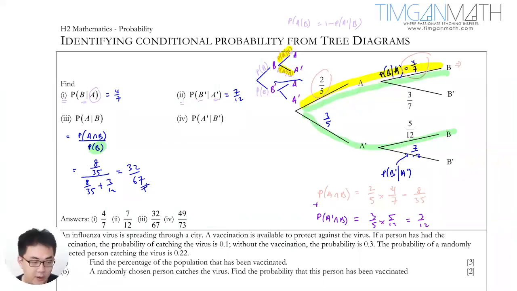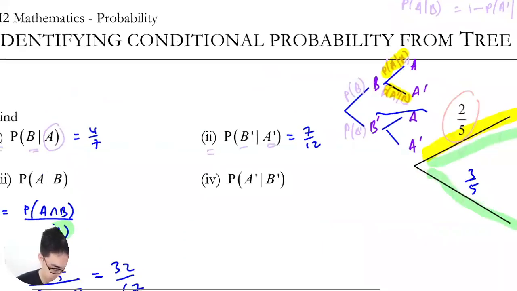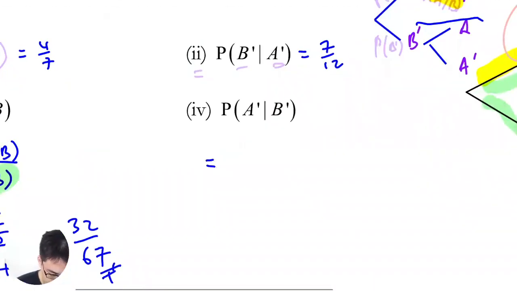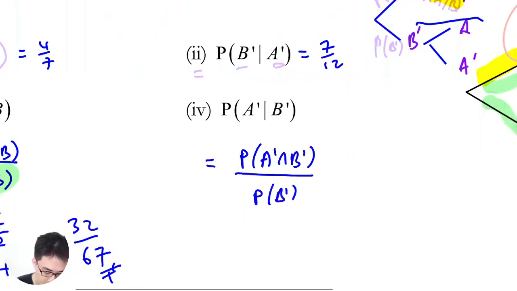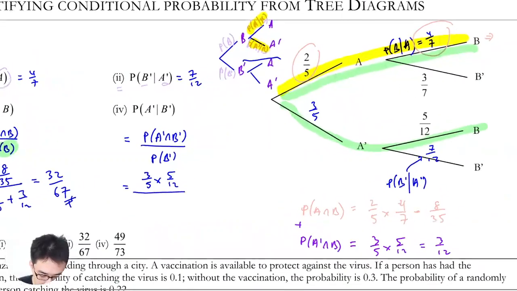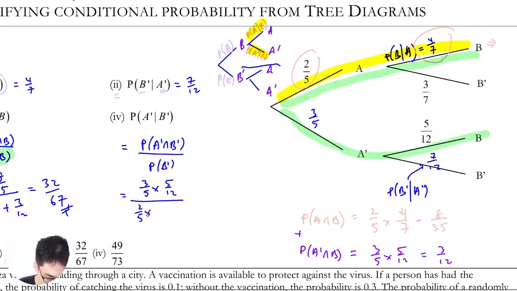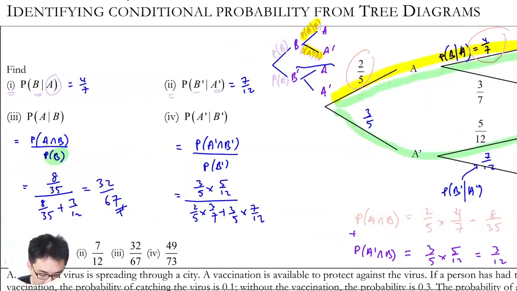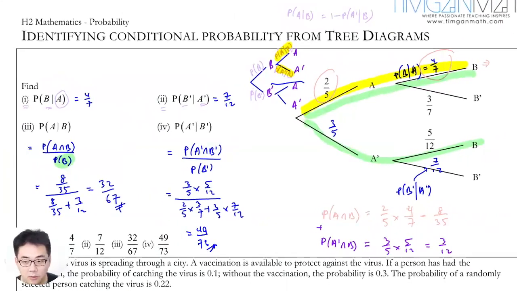Part 4 is just finding B prime. So A prime intersect B prime will be... just key in the calculator, you should get the answer. Yeah, I think that's pretty okay. Now try the vaccinated one.